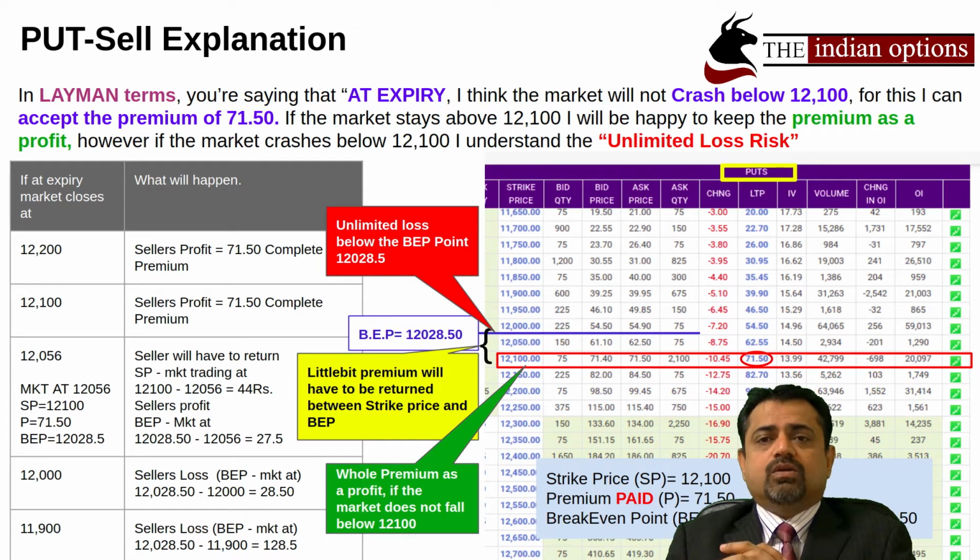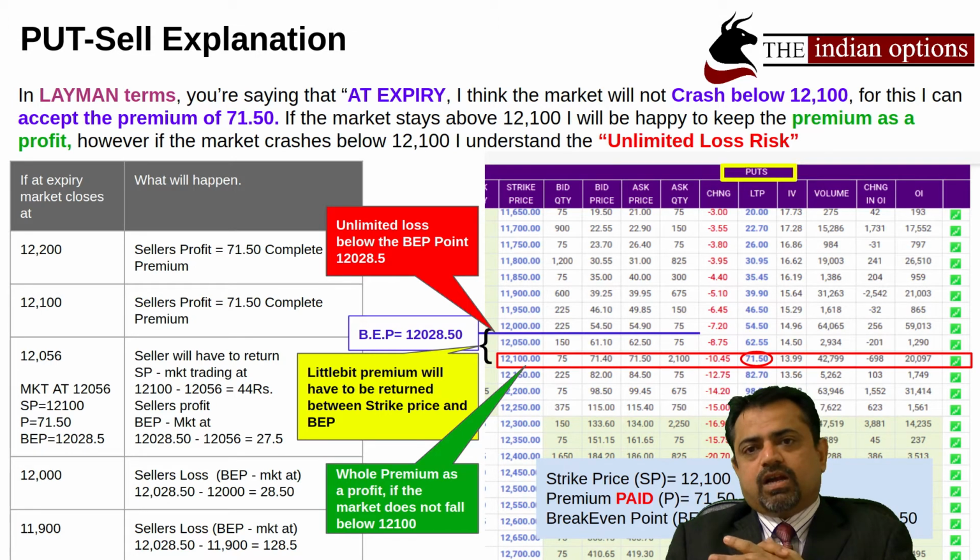If the market closes at 12,056, okay. Now consider the situation when the market closes at 12,000. In that case, it is below the BEP, so your loss is going to be 12,028 minus 12,000. That is going to be 28 rupees 50 paise. That will be your loss.